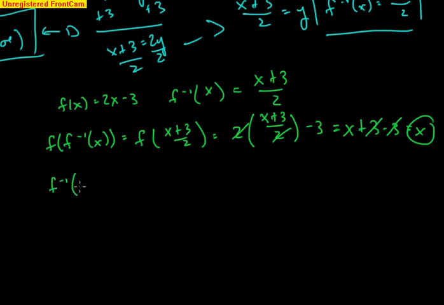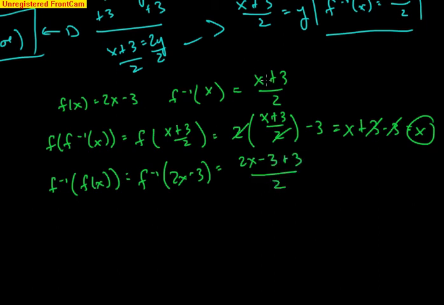The second check is the other composition. f inverse of 2x minus 3. That is (2x minus 3 plus 3) all over 2. Plugging it into f inverse. Well, up here the 3's cancel, and that's 2x over 2, and then the 2's cancel, and there's x. And that's exactly what wants to happen when you're verifying if two functions are inverses.